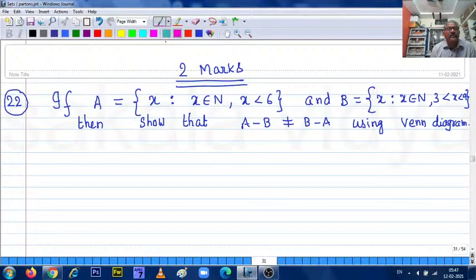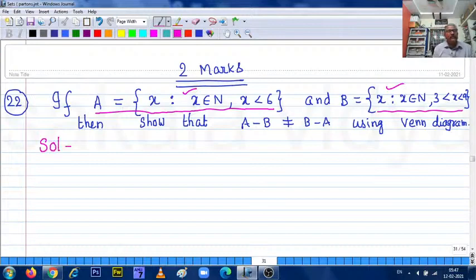Right. So first of all, A is equal to x such that x belongs to N, x less than 6. B is equal to x such that x belongs to N, 3 less than x, x less than 9. First we need to write this in roster form. So first write down the solution. Given A equals x is a natural number and less than 6.